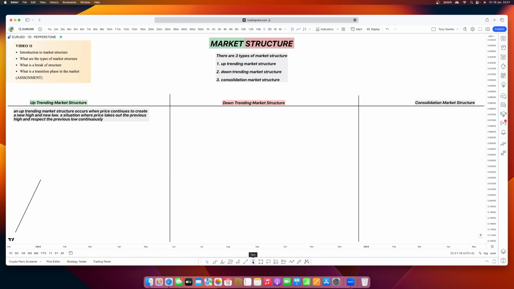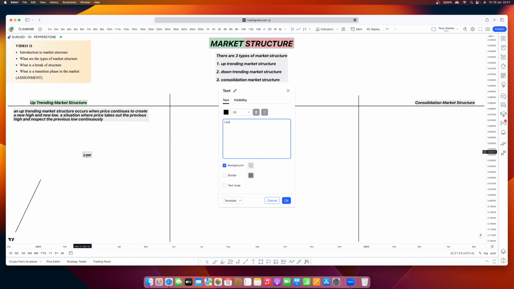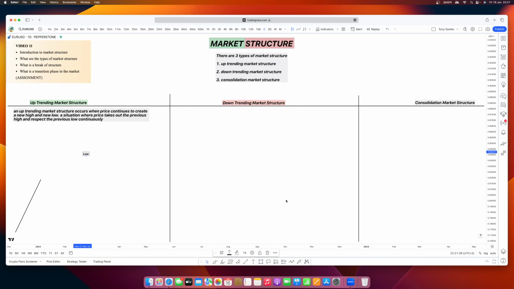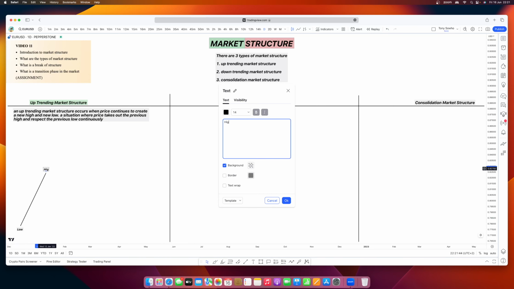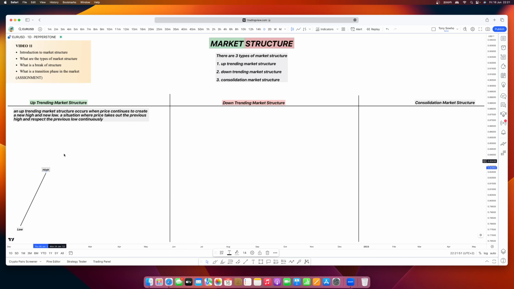So let's bring out this text tool here and say, okay, this is a low. Now let's try to reduce that to maybe 14. Yeah, that's good. So let me bring it up a bit. So we have this as the low and we can call this the high. All right, that's good. Okay, so we have this as the low and then this is the high.